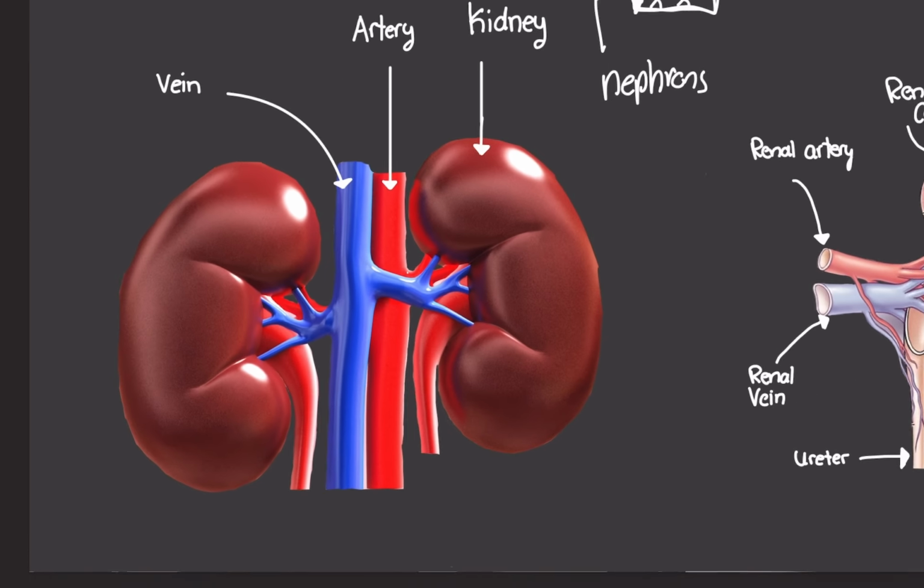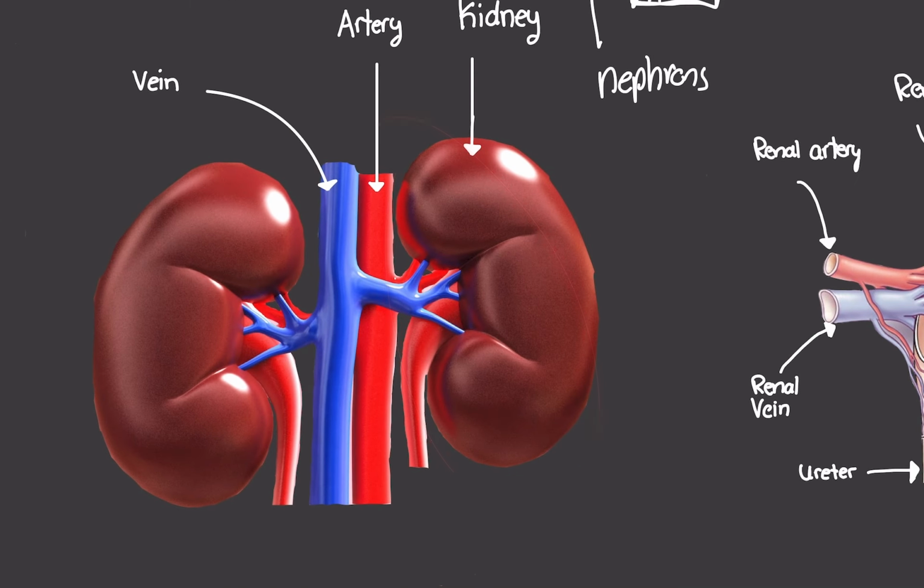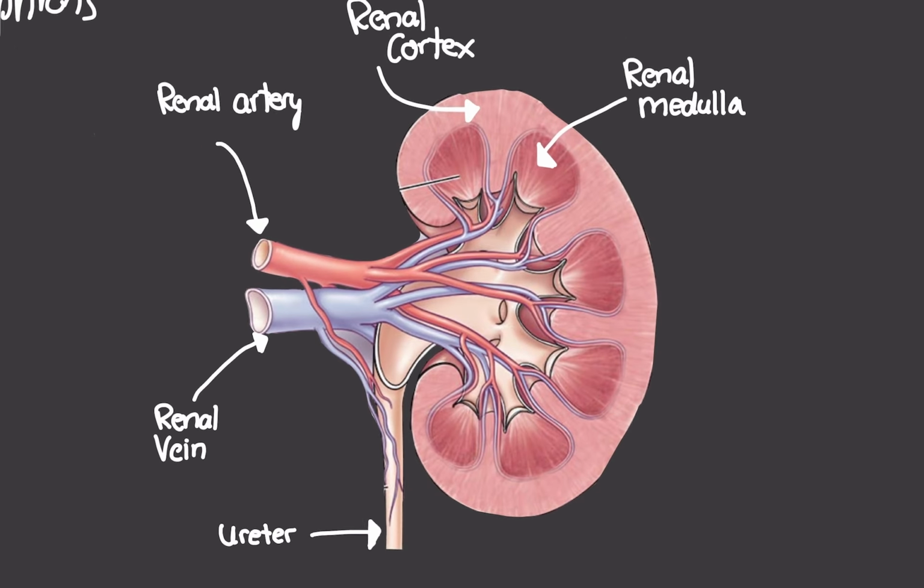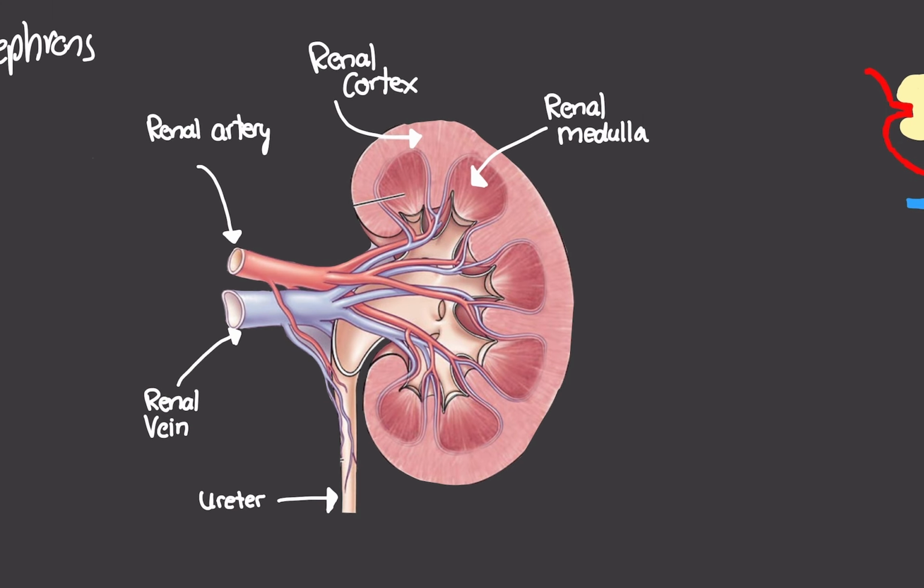So here we have a typical picture you would probably see of a kidney. Humans have two kidneys, and yes, you can live with one. There's an artery and a vein that go inside the kidney. If you were to take a cut and look inside the kidney, the artery that enters the kidney is called the renal artery. It's this right here. The vein that leaves the kidney is called the renal vein. There's also a tube that leaves the kidney, and this is called the ureter.